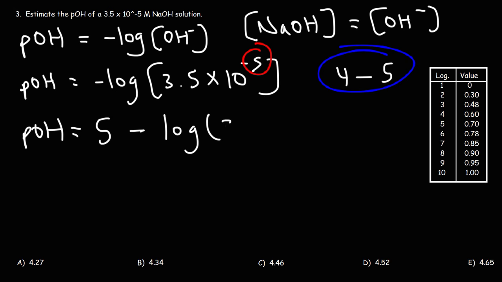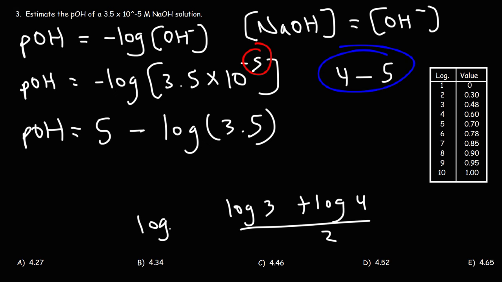3.5. Now this is where it gets tricky, because we know the value of log 3. Log 3 is 0.48. Log 4 is 0.60. So what's log 3.5? Well, 3.5 is right between 3 and 4. So for this example, we can average log 3 and log 4. And that will be a good estimate of log 3.5. Not the exact answer, but an estimate. Hopefully, that's enough to distinguish the right answer from the wrong one.